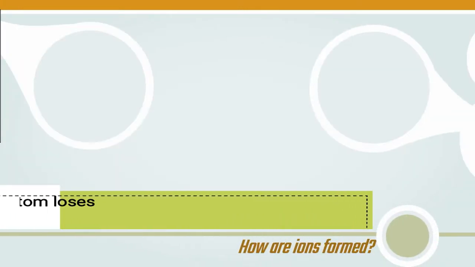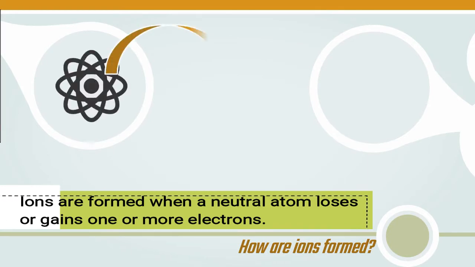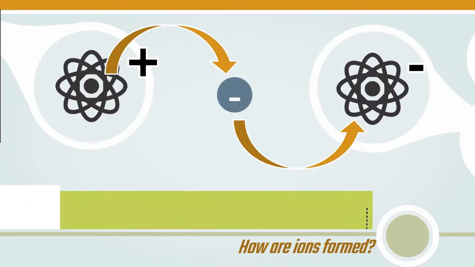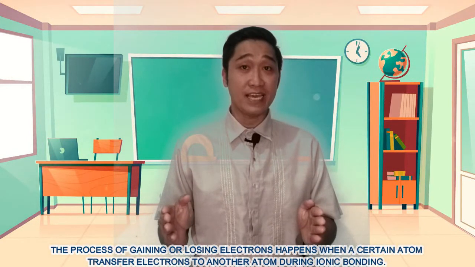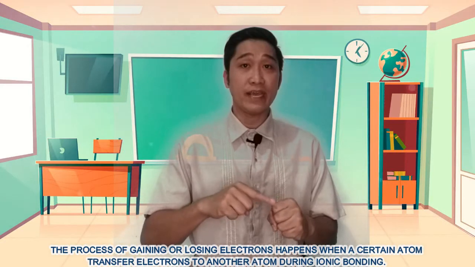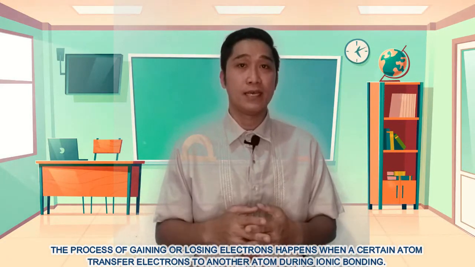Ions are formed when a neutral atom loses or gains 1 or more electrons. An atom that loses an electron becomes positively charged, while an atom that gains an electron becomes negatively charged. The process of gaining or losing electrons happens when a certain atom transfers electrons to another atom during ionic bonding.